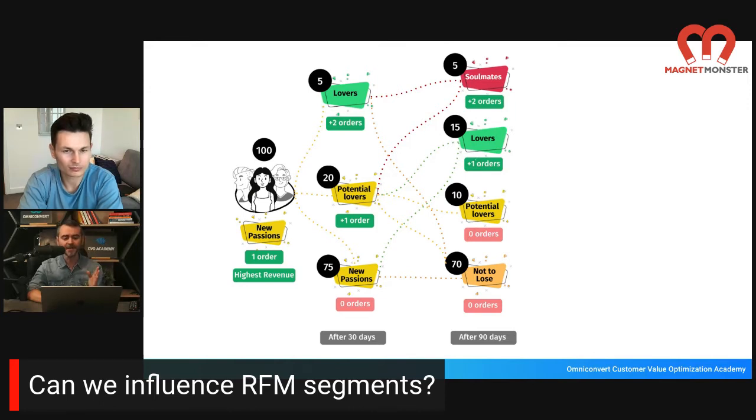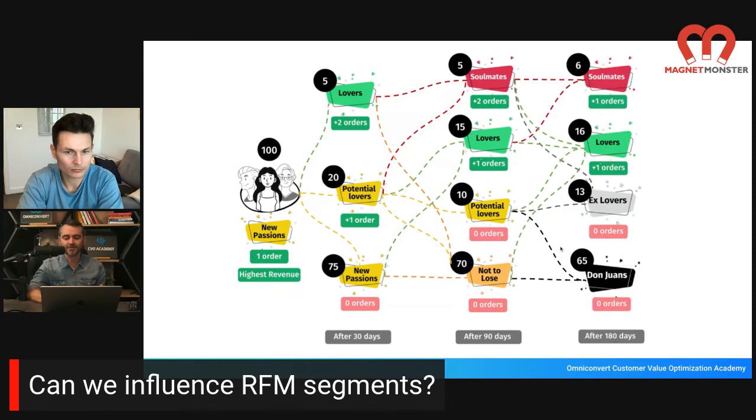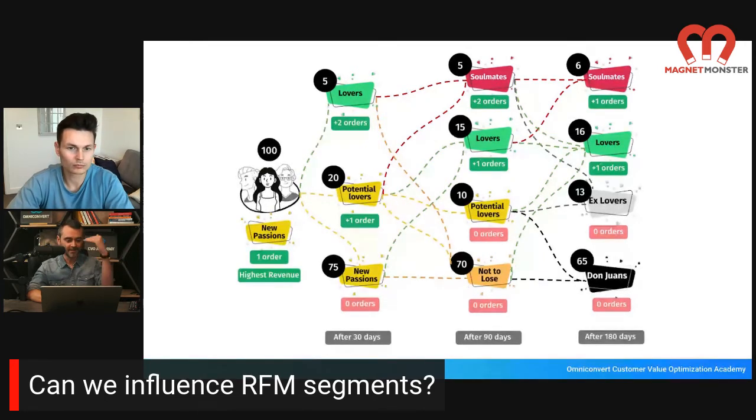So as time goes by, they migrate to different groups. We have the not-to-lose customers, which are the best ones that you acquired and don't want to lose. Then you have potential lovers and soulmates. And as time goes by, some of them will not do anything. Some will become soulmates, some will be lovers, some will become ex-lovers, because they used to be lovers with the highest recency, the highest frequency, and the highest monetary value, and now they have the lowest recency.